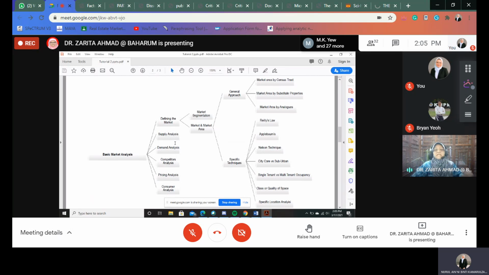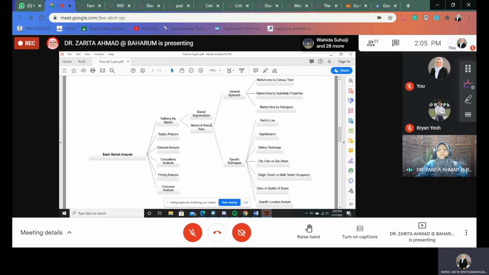We've covered defining the market. We've covered the supply analysis, demand analysis, competitors analysis, the pricing analysis, as well as the consumer analysis. So the bulk of this particular topic is more towards the approaches we use in regards of defining the market as well as the market area.